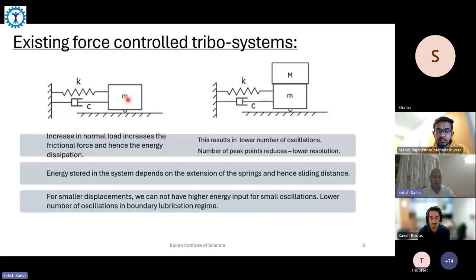But the problem with this kind of a system is that if I want to control the amplitude of the oscillation, I have to pull more, which means I have to increase the force that is being applied also. Number one. Number two is that if I want to increase the normal force, I have to increase the mass of the system. When I increase the mass on the top of the system, then the total frictional force also goes up. So can I do something that differentiates these two things, or can be independently controlled?